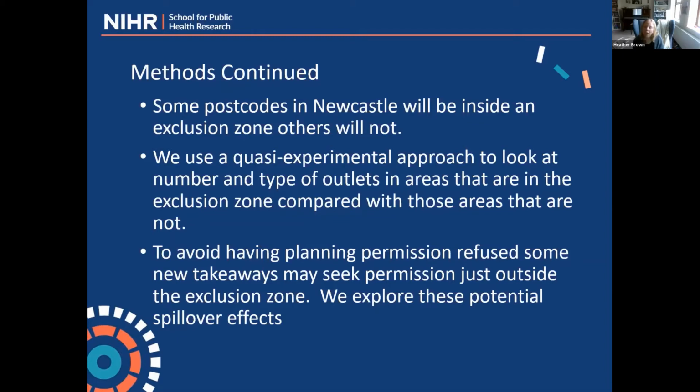And among those that are not in the exclusion zones, we also look at those that are within 250 meters of an exclusion zone. We call those spillover postcodes because they're really close to an exclusion zone. So it's possible that kids could walk there after school, but they're not quite in it, to see how that might influence what businesses do, both takeaways and other types of food outlets. And then we look at those farther away, which should not be impacted by the exclusion zones in the same way.